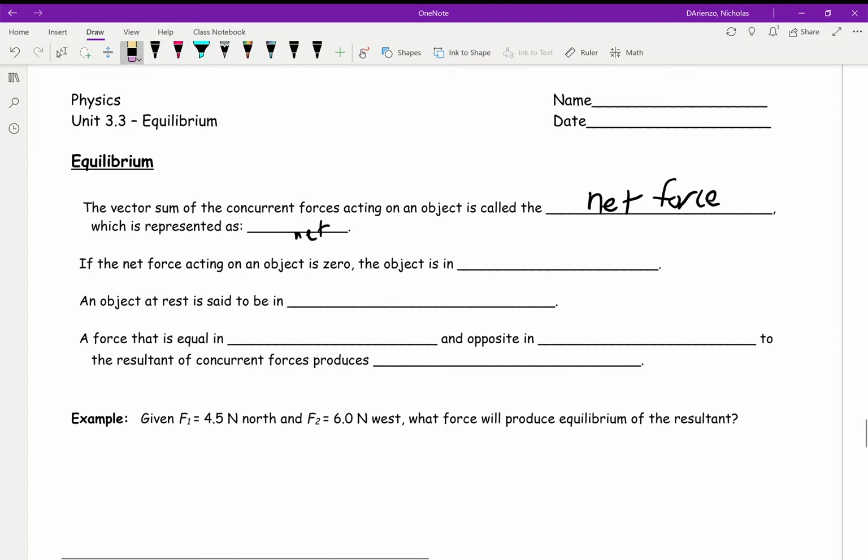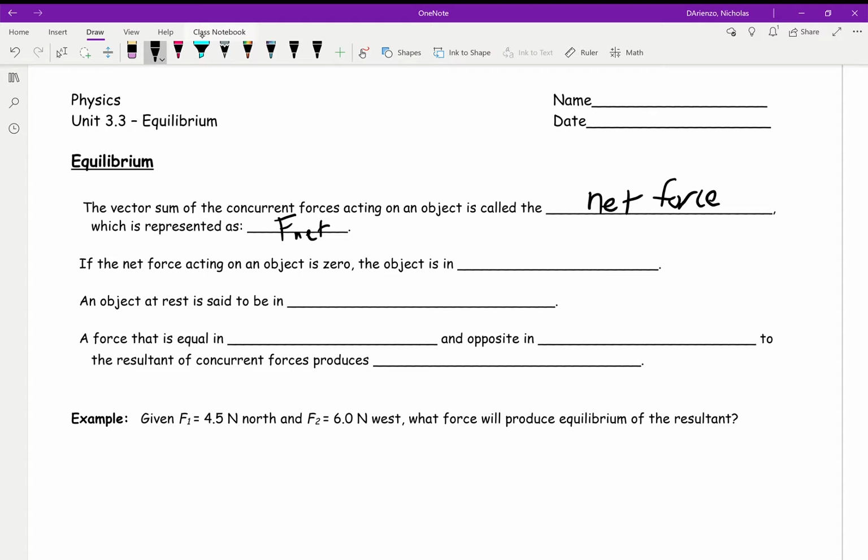Make that a little bit clearer. F sub net. So if we find the resultant of concurrent forces, that resultant would be known as F net. We're going to look at today how we can produce equilibrium between F net and another force.